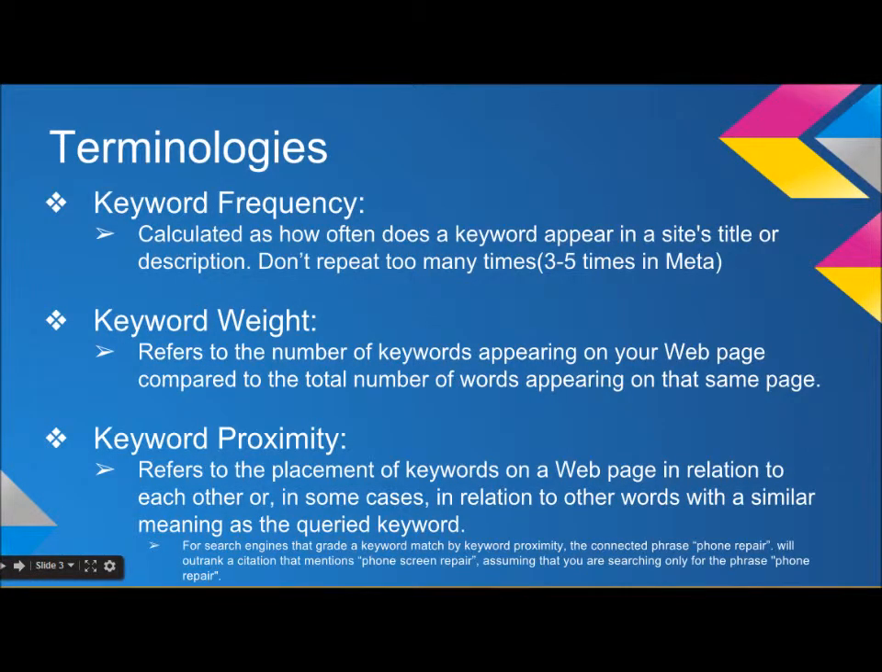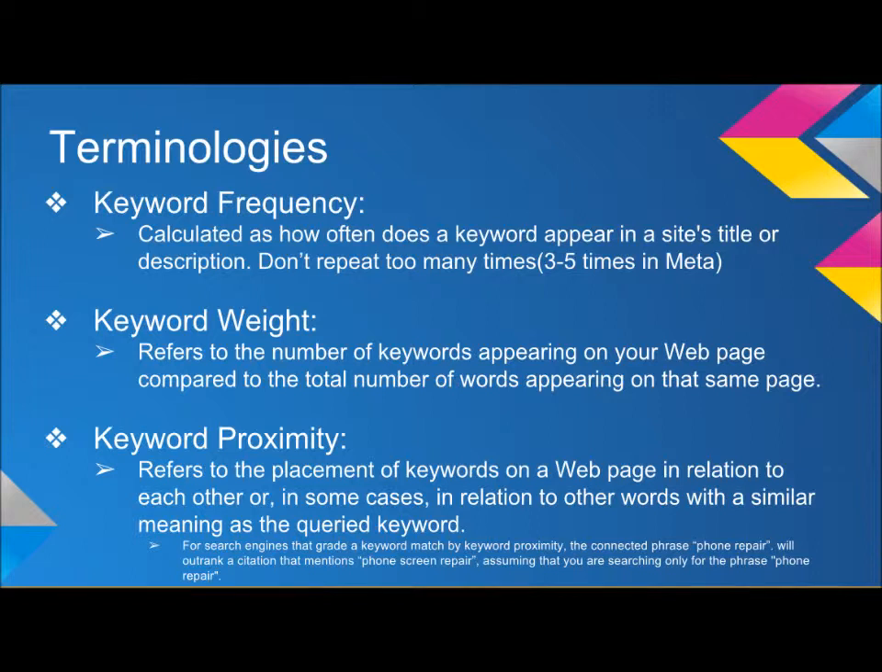Following are the terminologies. If you are not aware of these, here they are. Keyword frequency is calculated as how often a keyword appears in the site's title or description. You should not repeat the keyword too many times, at a maximum of 3 to 5 times in the meta tag. Because if you repeat a particular keyword too many times, the search engine thinks of it as keyword stuffing and might think of it as spam and will not rank it correctly.